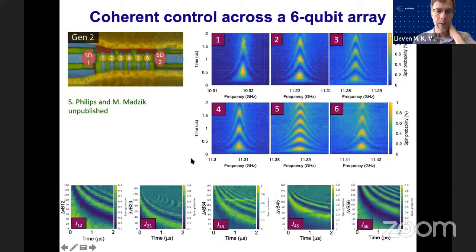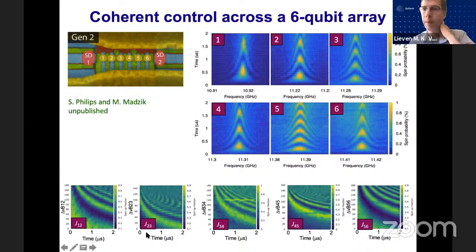We can control the coupling between the neighboring qubits by playing with the tunnel barrier voltage here. And if we then apply pulses, we can see beautiful exchange oscillations between all of the neighbors. So this is actually, I would say, state of the art. You know, a 6 qubit device is really fully under control.